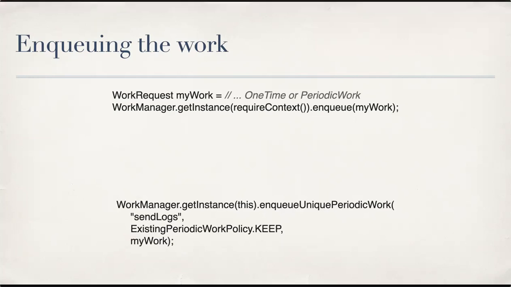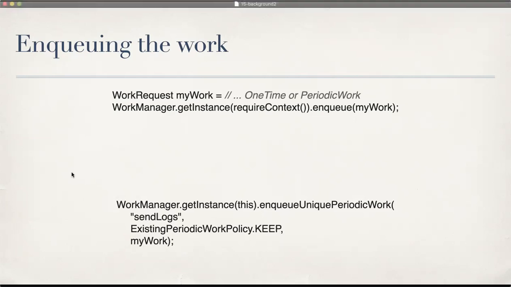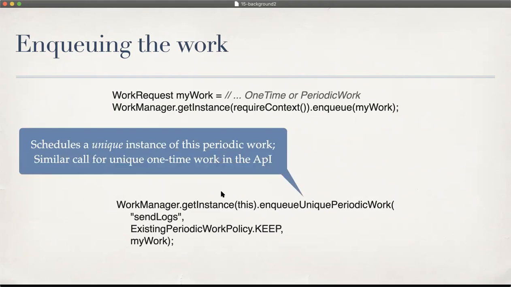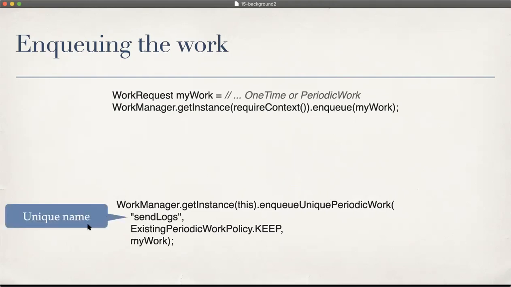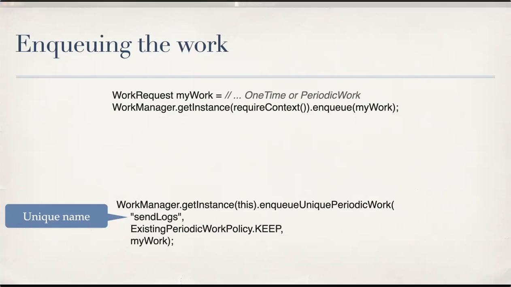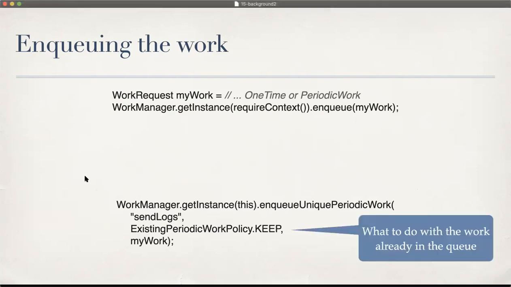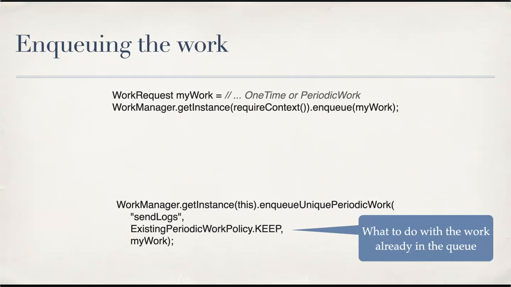The work manager has methods of type enqueue, unique, periodic, or unique, one time, etc. And what happens here is, instead of simply taking the work request instance, it takes three parameters. You have a similar one for the one-time request also, but it takes three parameters. First one is a string, a unique name that it will use to identify it. And the second one is the protocol to handle when there is a conflict. So conflict resolution. If there is already something on the queue, then what do you do?